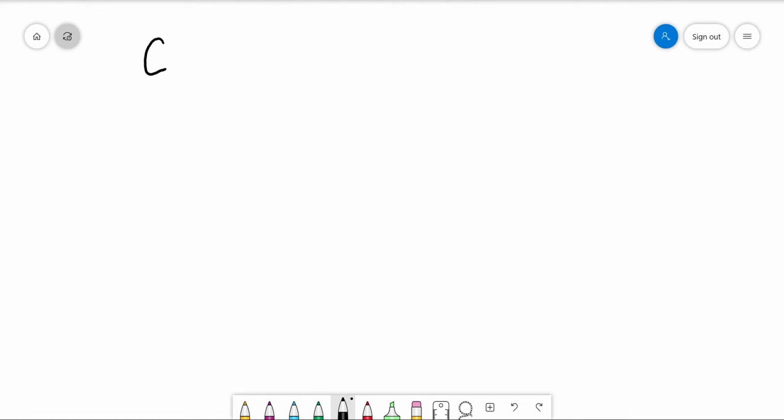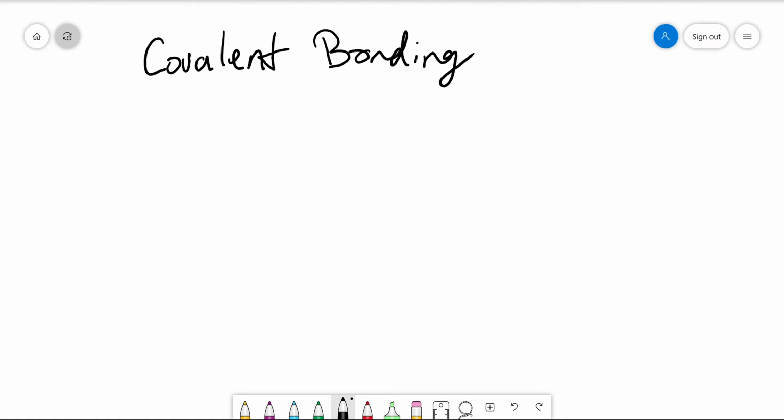We're going to talk about covalent bonding next. We talked about ionic bonding, which is where electrons are transferred. So now we're moving on to covalent, and that is simply a sharing of two electrons between atoms.